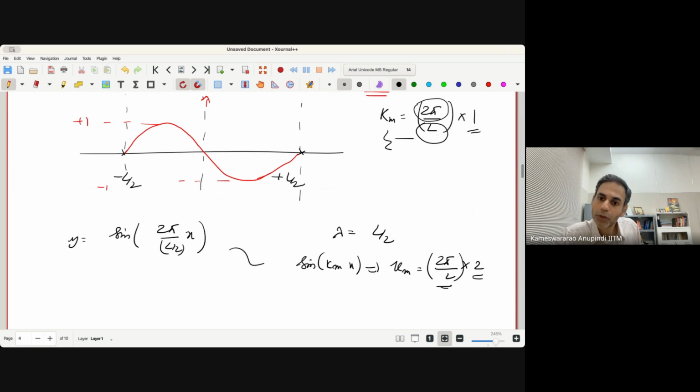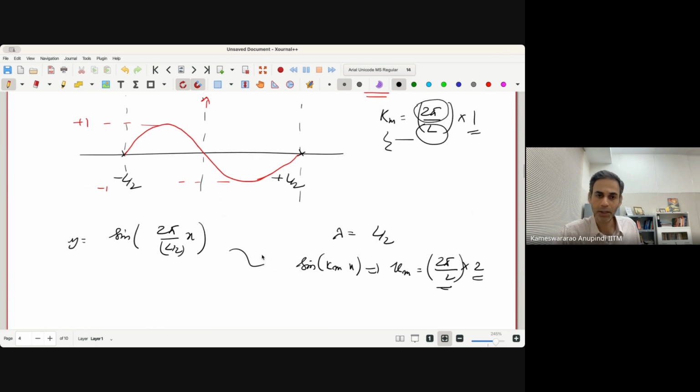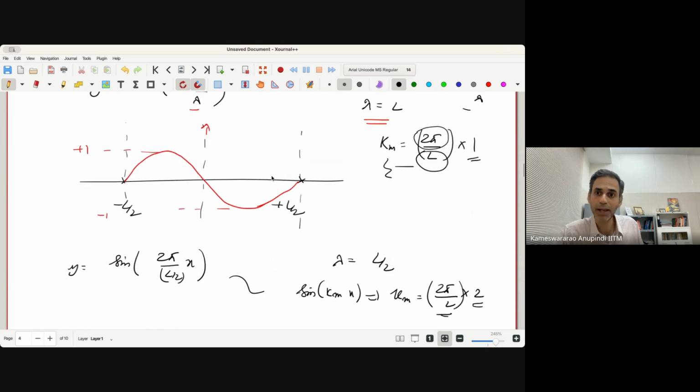That means its wave number is actually 2 times 2 pi by L. That means we can fit 2 such waves in a length of L. Okay, that means my sine of 2 pi by L times 2x is going to look like this, right? Because I can now fit 2 waves, so my wave number is actually 2.